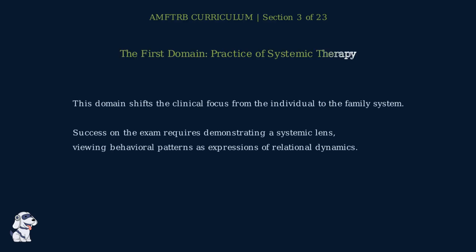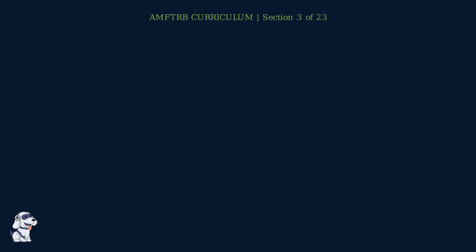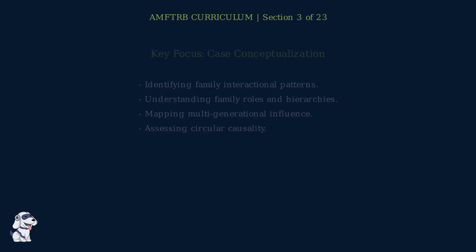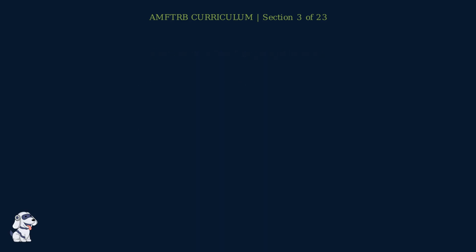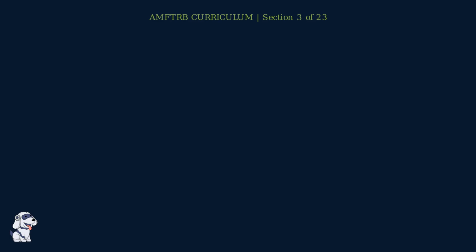Domain one of the AMFTRB exam focuses on the practice of systemic therapy. To excel here, you must demonstrate the ability to view clients through a systemic lens, rather than focusing solely on individual symptoms. You will be tested on case conceptualization. You must identify interactional patterns, family roles, hierarchies, and multi-generational influences. The exam expects you to assess circular causality within the family system. Finally, your treatment planning must address relational goals. Effective interventions on this exam are those that target the entire system, rather than just the identified patient.